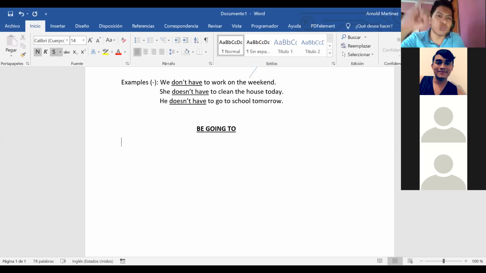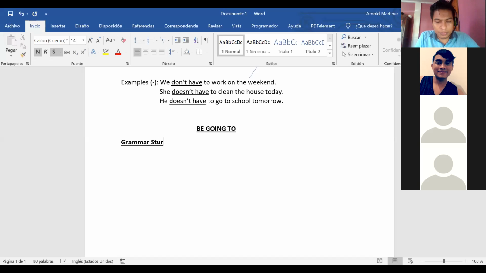Exactly. Future plans is one use. Do you remember the other one? No, right? The other is predictions. Remember, predictions. ¿Qué tal que nos salga en el examen? So we have future plans and predictions. And what is my grammar structure, guys?